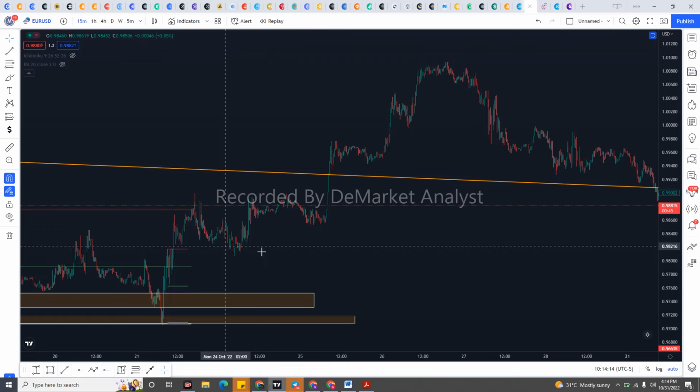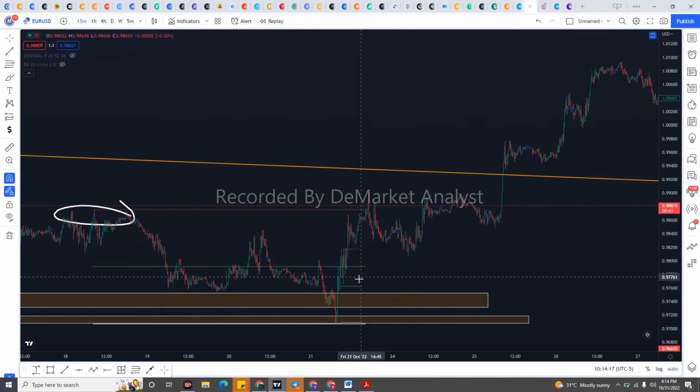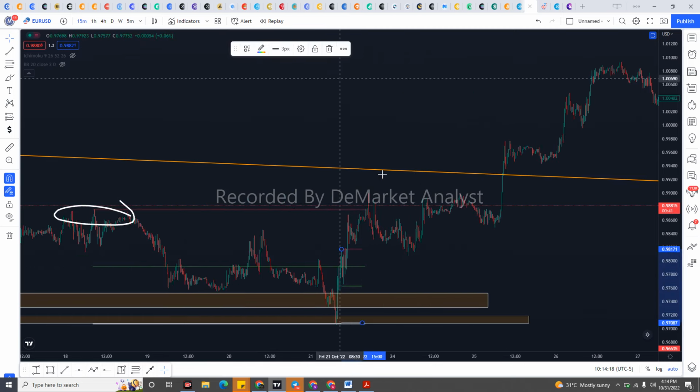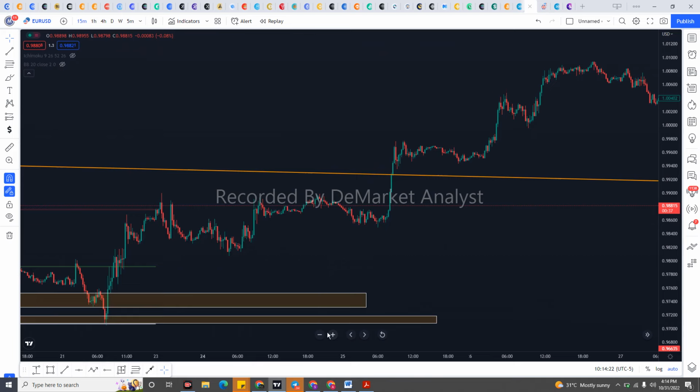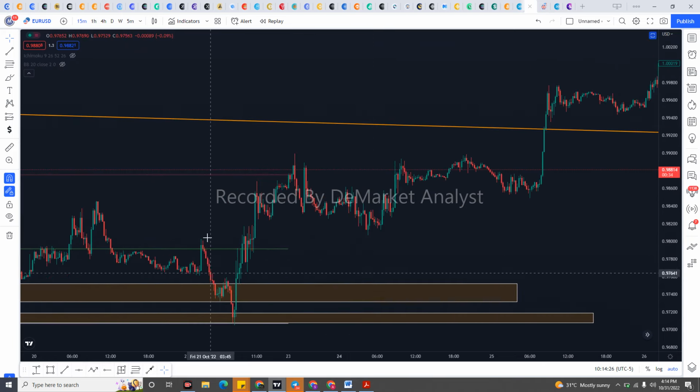Can you see now? On the 15 minutes time frame, price tapped into this first level, but we're waiting for a break of structure on 15 minutes, but we didn't have that. Price pushed down again. So you understand, waiting for price to break this and shift bullish. So price pushed up again and shifted bullish.